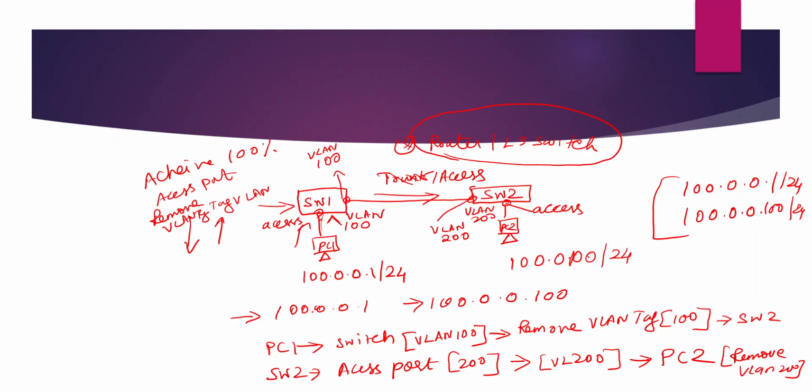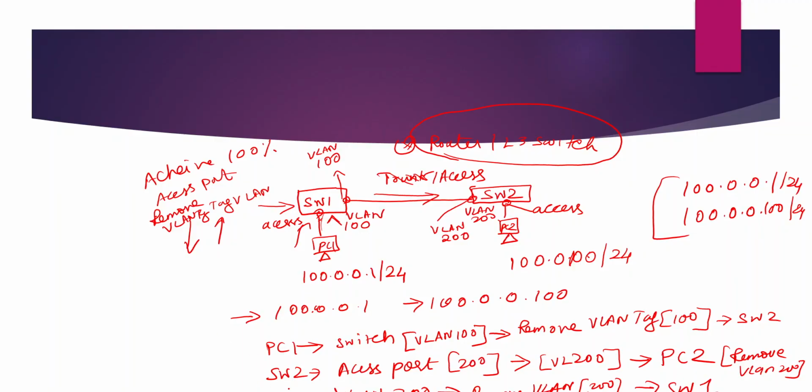So when it comes here, the reverse operation will happen. It will tag, switch. What will happen? The switch will tag VLAN 200. Okay, then what will it do? It will send the traffic out of switch 2, remove the VLAN tag, that is 200, and pass it to switch 1.